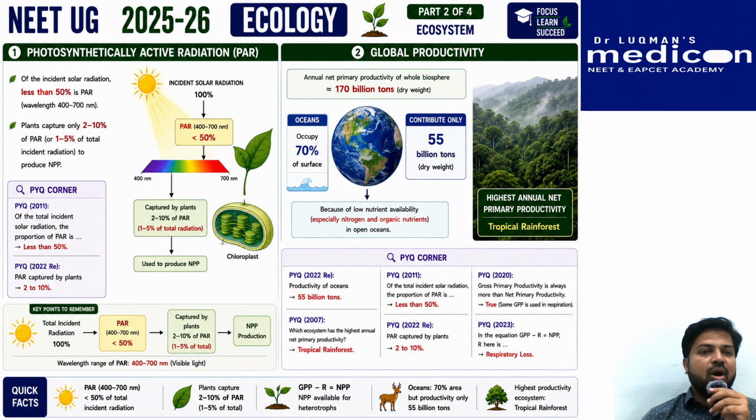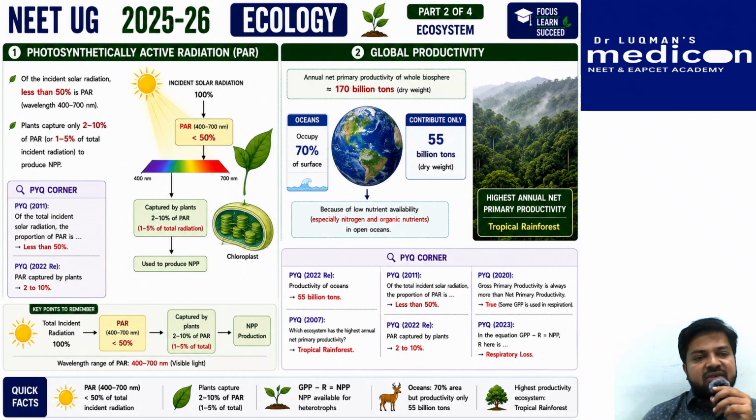Now, this capture of PAR or sunlight happens in the chloroplast. Okay, let's go to the PYQ corner. Of the total incident solar radiation, the proportion of PAR is less than 50%. Direct statement, NCERT line question.